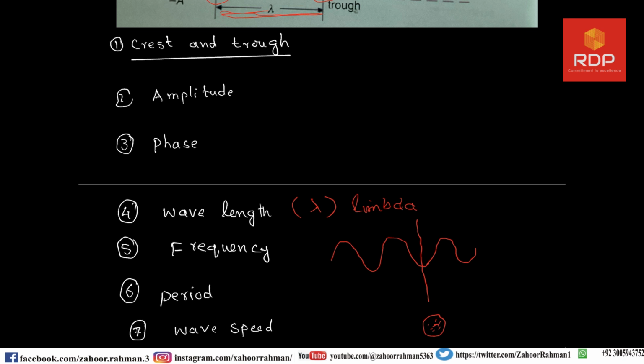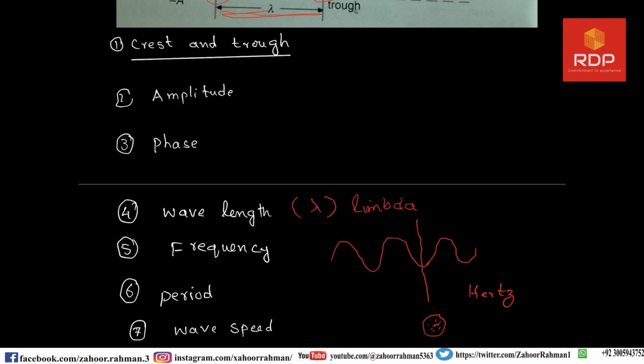If two waves are passing in 1 second, then it means that the frequency of that wave is 2 hertz. Remember that the SI unit for frequency is hertz.